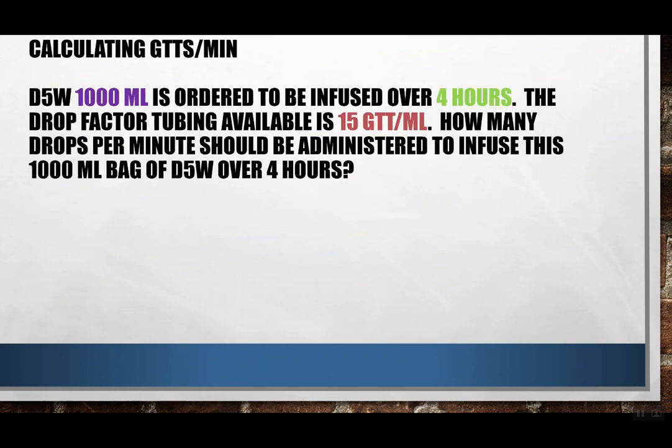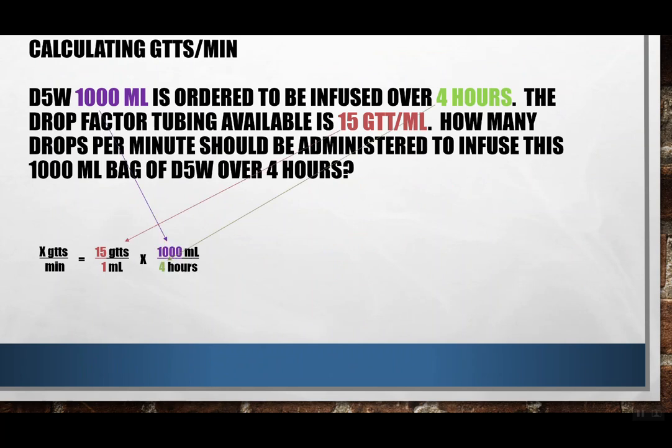Let's do another one. D5W, 1,000 mils is ordered to be infused over 4 hours. The drop factor tubing is 15 drips per mil. How many drops per minute should be administered to infuse this 1,000 mil bag of D5W over 4 hours? So what do I need? Drops per minute. So X drops or drips per minute. What do I have up there? Well, I have the 15 drops per 1 ml, so that's the top of the equation.